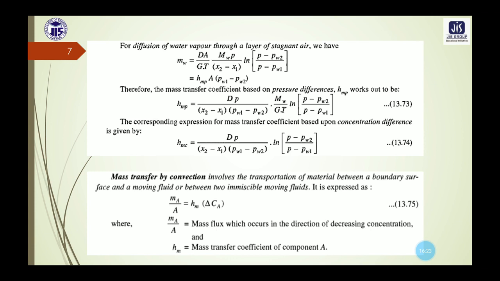Then the mass transfer by convection involves the transportation of material between a boundary surface and a moving fluid, or between two immiscible moving fluids. So this mass transfer by convection can be expressed like M_A by capital A equals H_m into delta C_A. So this M_A divided by capital A is the mass flux which occurs in the direction of decreasing concentration, and H_m is the mass transfer coefficient of the component A.